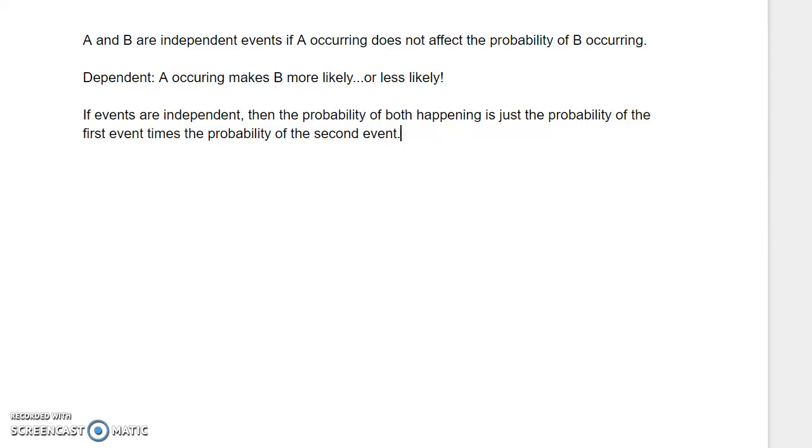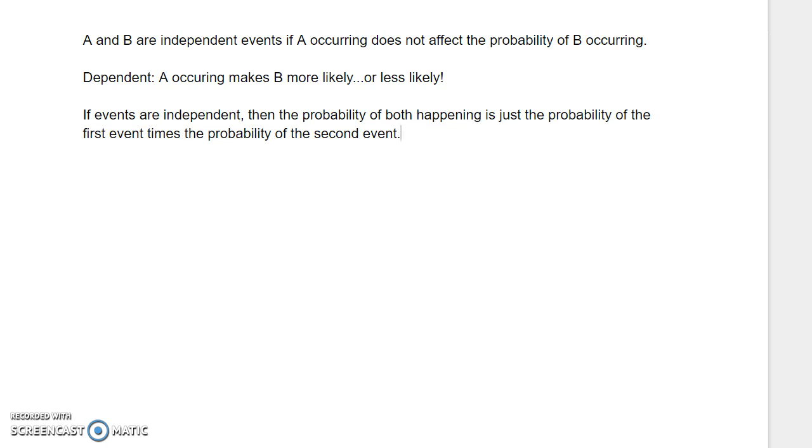Two events are independent. We'll say that the events A and B are independent if A happening does not affect the probability of B happening. If A happening makes B more likely or less likely, then they're dependent, not independent. Here are some examples of independent events.